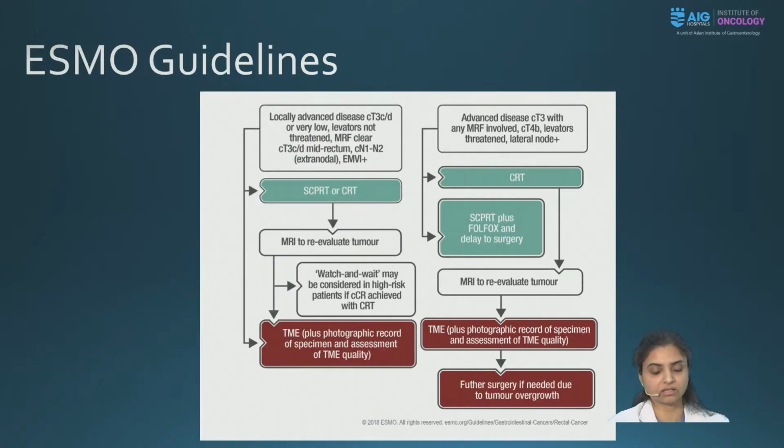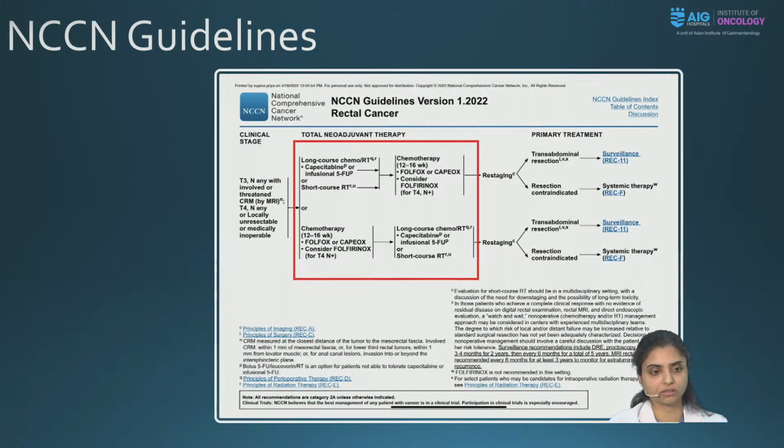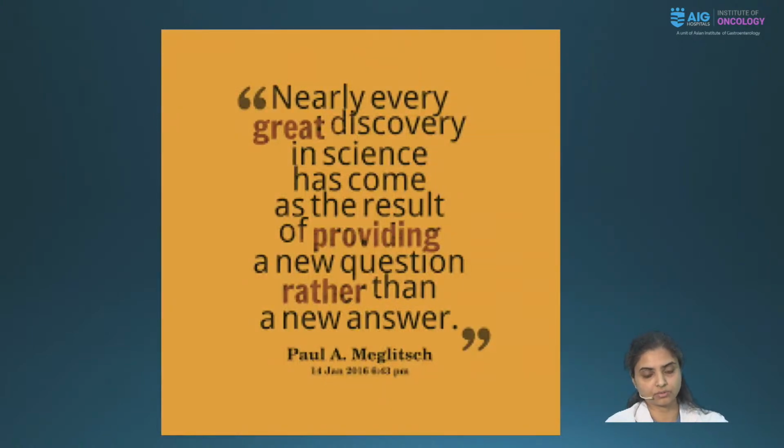Based on these trials and scientific evidence, the ESMO guidelines as well as the NCCN guidelines have incorporated short course treatment along with chemotherapy as a total neoadjuvant treatment approach. These guidelines are considered extremely sanctimonious for the oncology crowd, and a lot of oncologists are slowly moving towards this short course treatment with neoadjuvant chemotherapy, the total neoadjuvant approach. Whenever you discover something new in science, the most important thing is that you provide a new question rather than expecting a new answer.